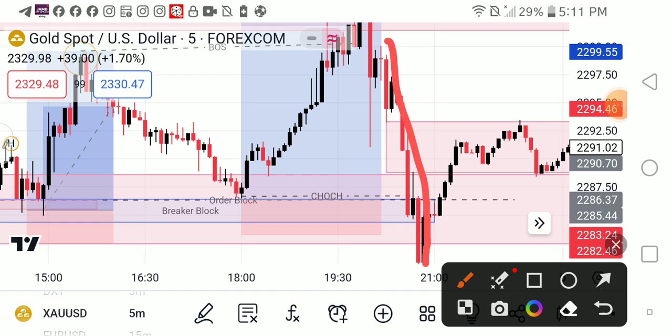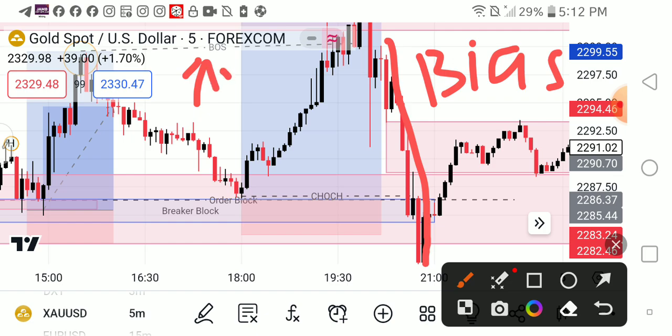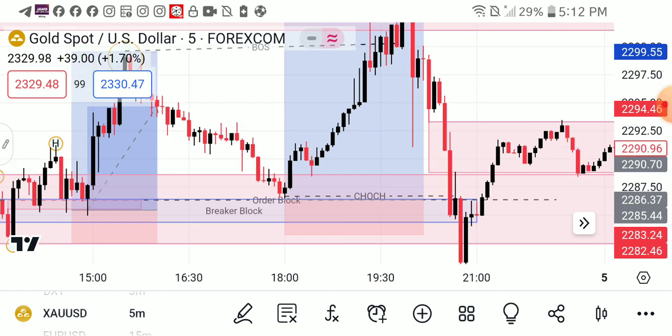So what is this telling us? My bias has changed, from bullishness to bearishness. So I will now want to look for sell entries. But what made me know that price has changed? This is actually because of what happened right here. Let me show you this chart.